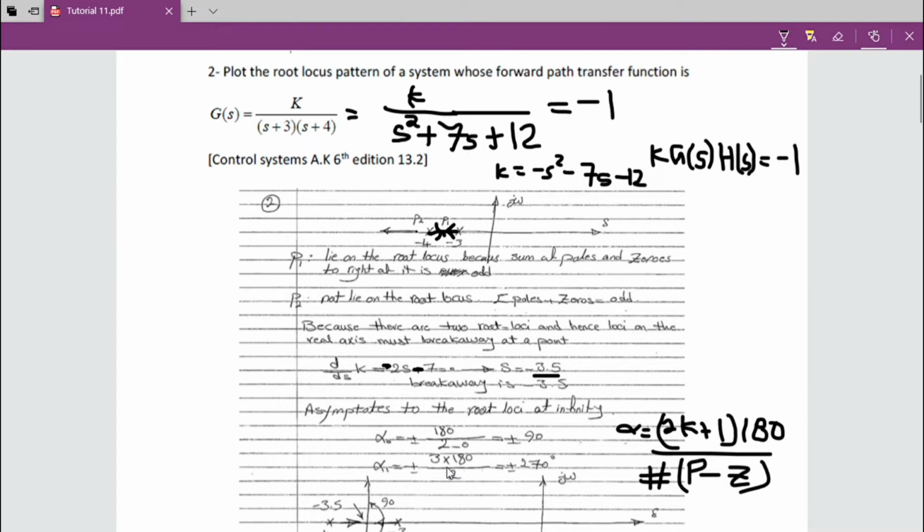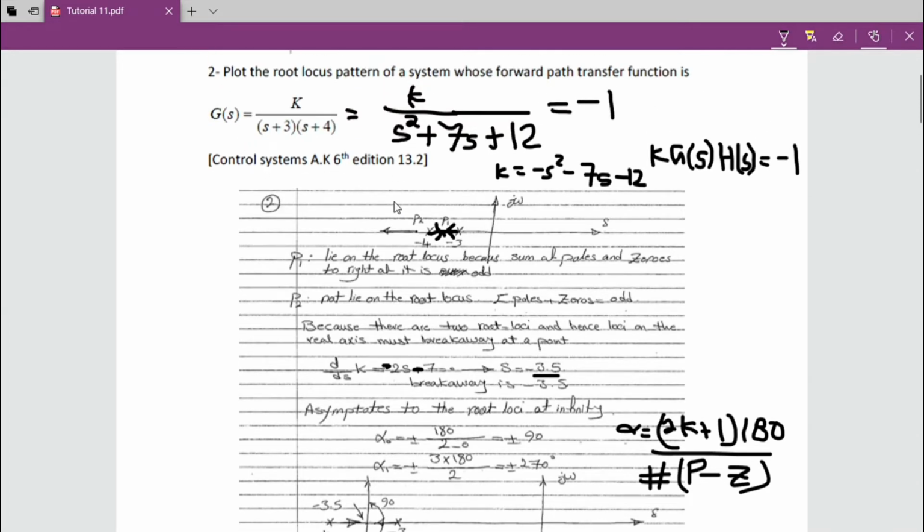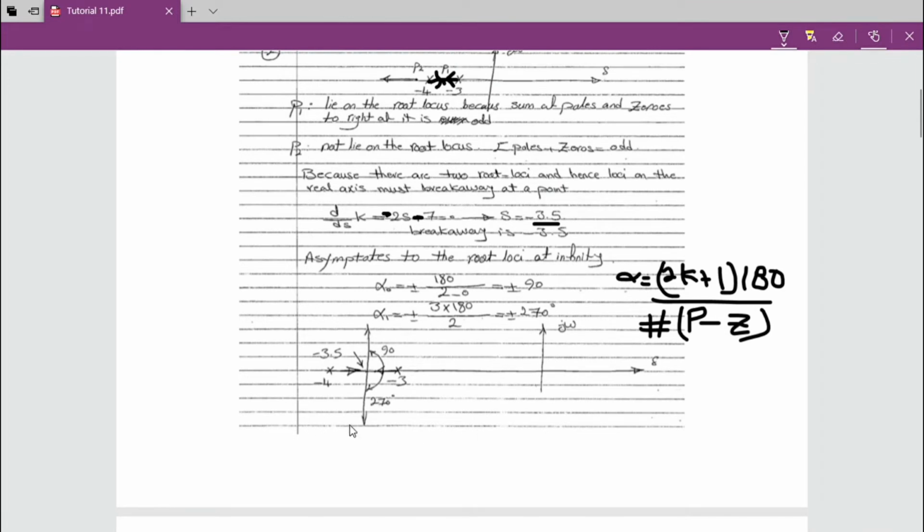So when we plot this, these asymptotes over here, we know that the breakaway points are at this particular point at negative 3.5, so that is the point negative 3.5, and the asymptotes are at positive and negative 90 degrees. So there will be a breakout point, and the arrows will be pointing up and down. So basically the root locus pattern for this particular transfer function is given by this. This is your root locus pattern for this particular transfer function.